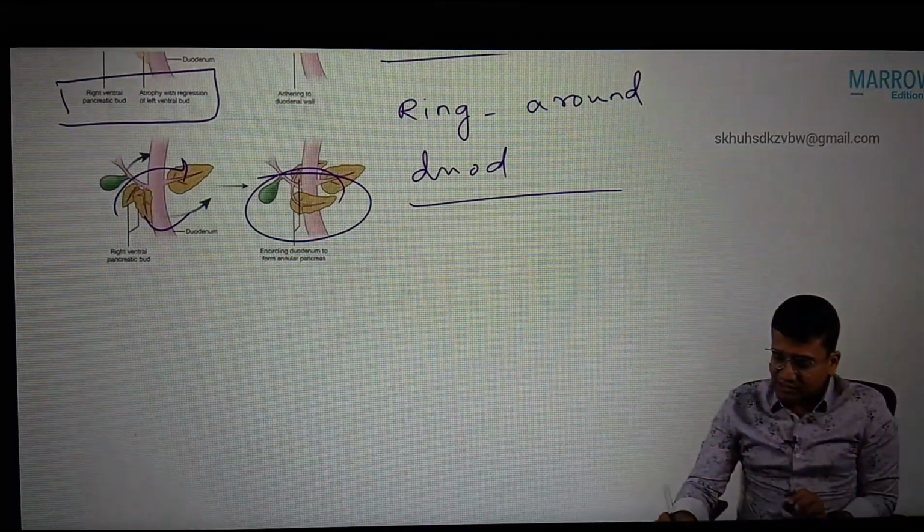Now, these are two anomalies that you have to know in the development of pancreas. And by this, we are completing the development of foregut.